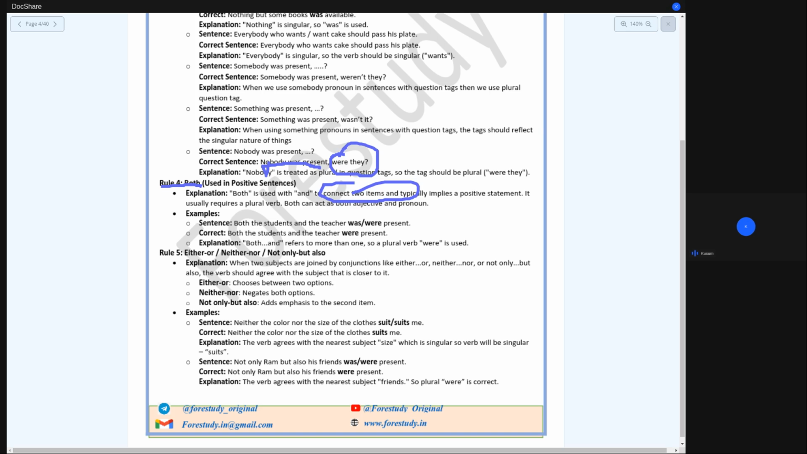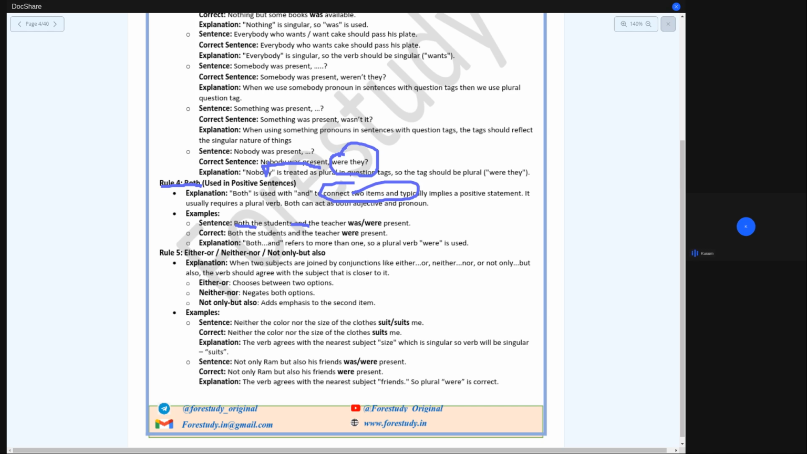So it always implies a plural subject because it refers to two things. It naturally requires a plural verb. You will typically see both used with the conjunction and to connect these two items. Okay, you will find, like, look at this, both the students and the teachers. So as we are combining two subjects, that is the reason we use and along with the both, like both the cat and the dog.